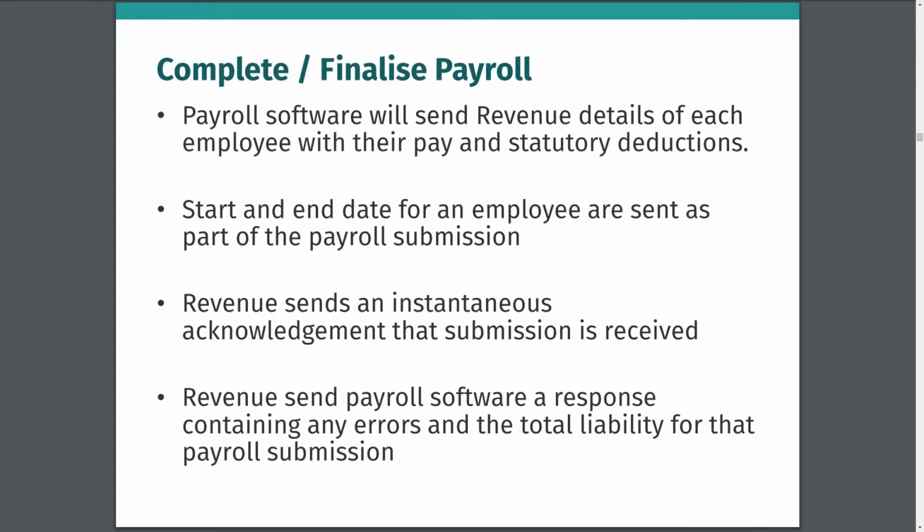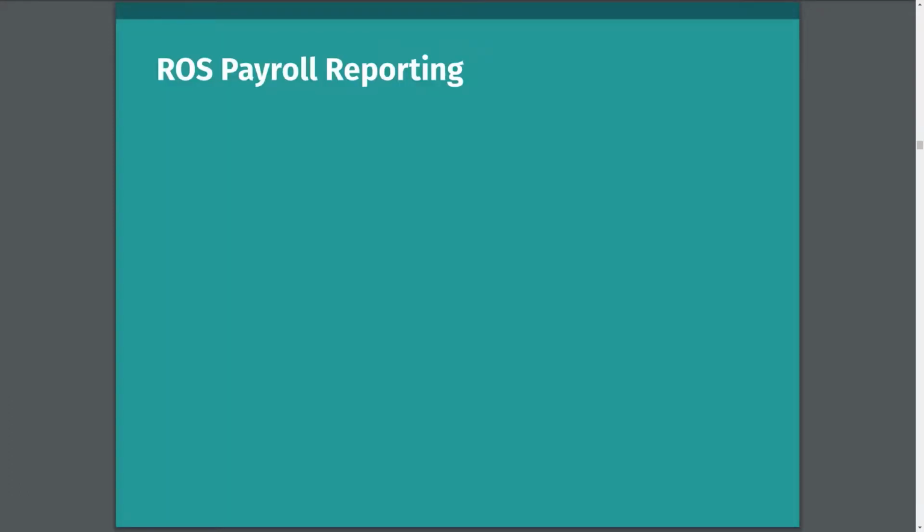The payroll software will then submit to Revenue the details of each employee with their pay and statutory deductions in the form of your end of payroll report. The start and the end date for each employee will be sent as part of that payroll submission. We will then send back an acknowledgement to say that we have received your submission, and we will also send a payroll software response if there are errors with the submission.